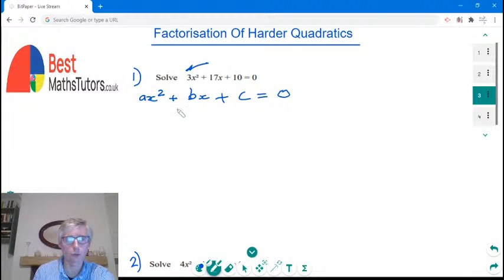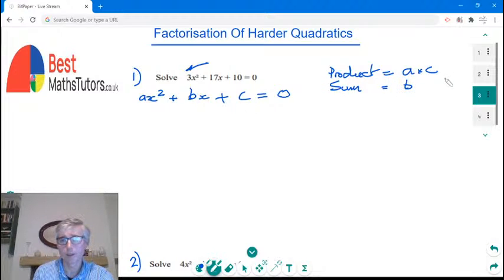So if we want to solve an equation like this, we need to put it into two brackets. And what we need to do is look for a product, so that means times, actually, which is a times by c. And a sum, and a sum is addition, which is equal to b. So we're looking for two numbers again. It's a bit similar to the simple quadratics, but the product's got to be a times c, and the sum's got to be equal to b.